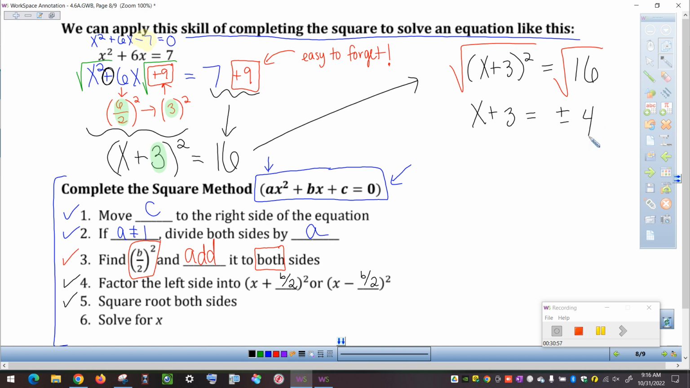On the left side, it's just going to get rid of the squared symbol, and we have x plus 3. On the other side, when you square root 16, it's either positive 4 or negative 4. Then we're going to split it into these two possibilities. X plus 3 equals 4, or x plus 3 could be negative 4.